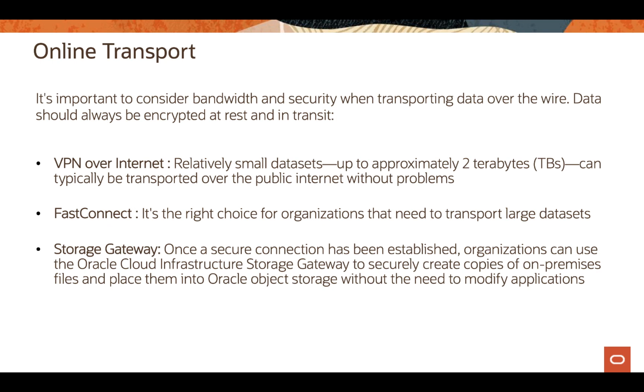Another option to use is storage gateway. So a storage gateway is considered online transport because a storage gateway is going to use your internet connectivity to connect your on-premises environment to an object storage and then allow you to copy data from your on-premises environment to that storage gateway and then synchronize the data to the object storage in OCI.